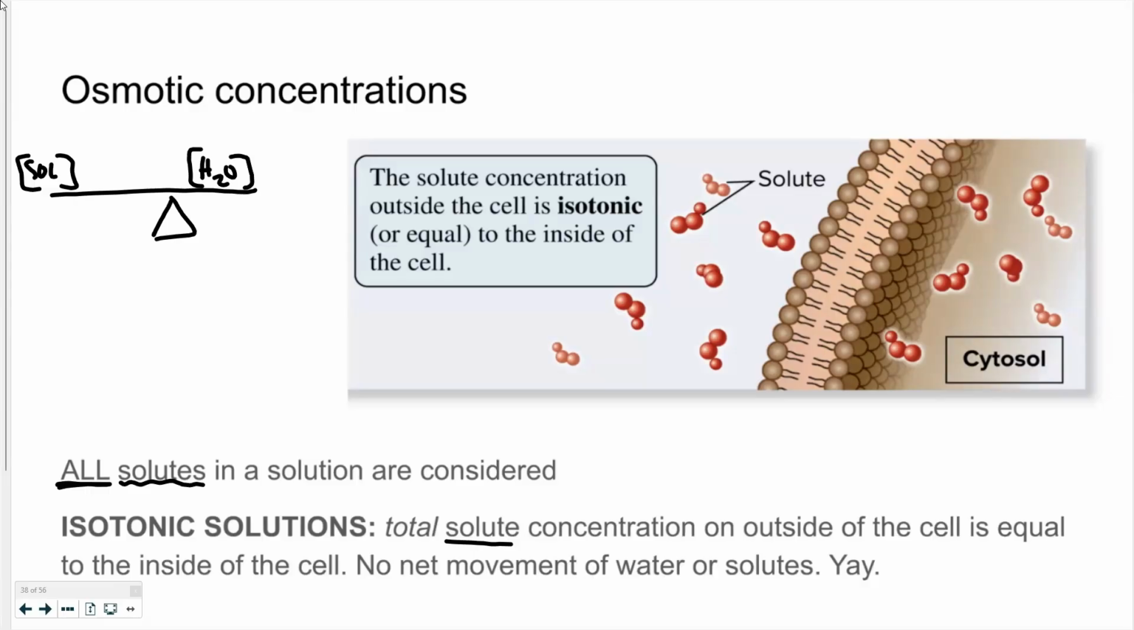In an isotonic solution, remember iso means same. And the tonic gives you the clue that we're talking about osmosis, osmotic pressure, osmotic concentration. This means that our solute concentration on the outside of the cell is going to be equal to the solute concentration on the inside of the cell. So here are our solutes.